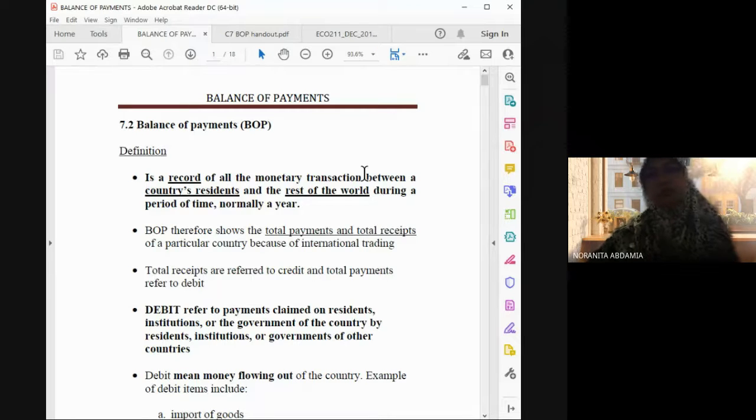So we start. Bismillahirrahmanirrahim. Okay, balance of payment. So this is actually one crucial topic. Why? Because it involves calculation. And of course, the calculation is not so hard, but a bit tricky.